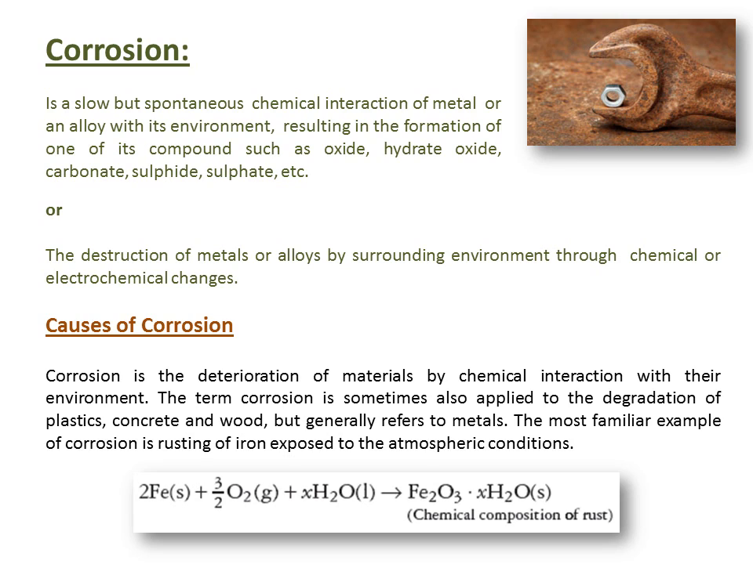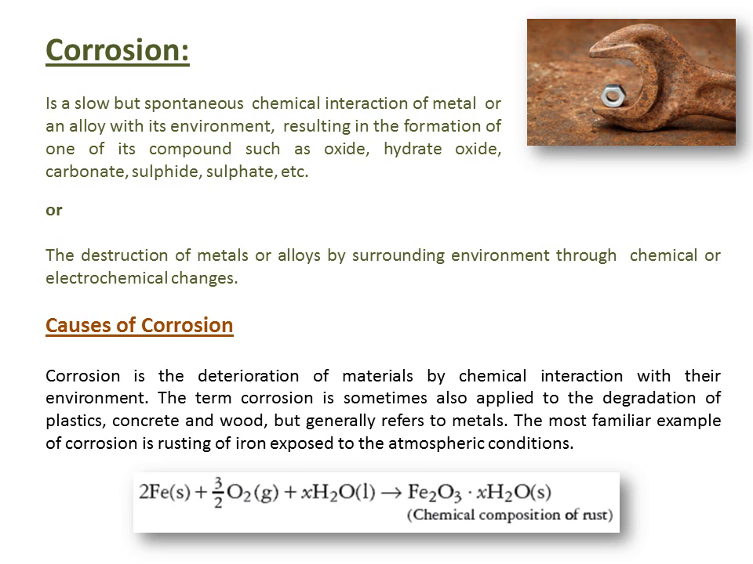Corrosion is the deterioration of metal by chemical interaction with the environment. The term corrosion is sometimes also applied to the degradation of plastic, concrete, wood, but in general it refers only to metal. The most familiar example of corrosion is the rusting of iron.